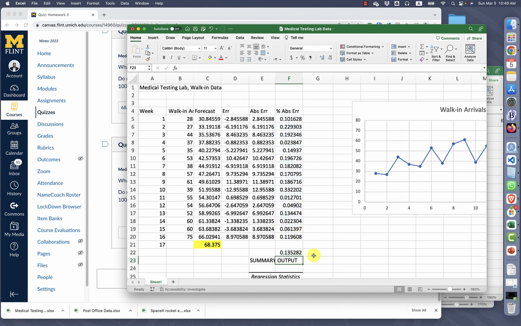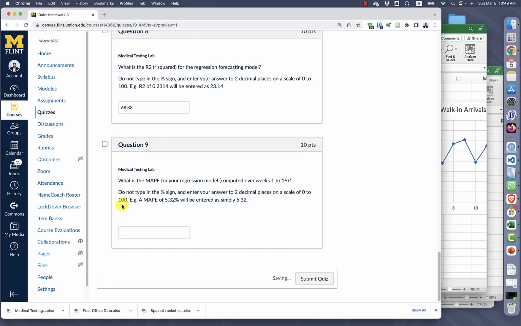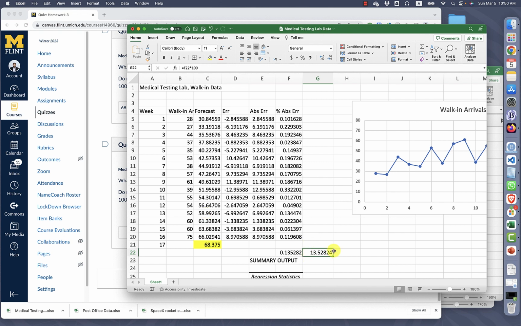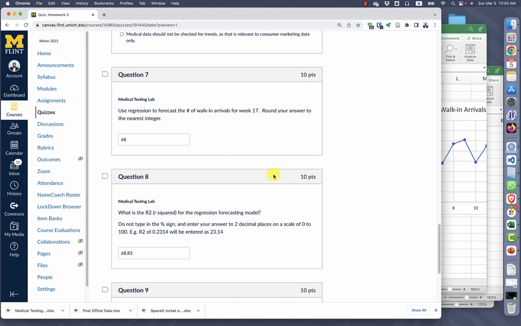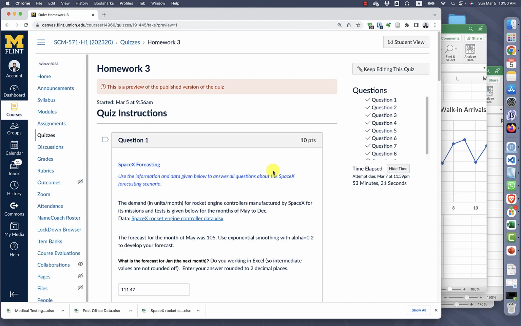And so the average error is 0.13. If you multiply this value by 100, you get on a 0 to 100 scale of 13.53. Okay, so we do need 2 decimal places. Do not enter the percent signs. We'll enter 13.53. 13.53% is the MAPE.